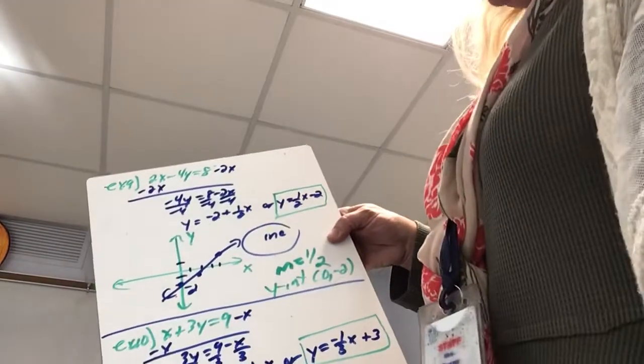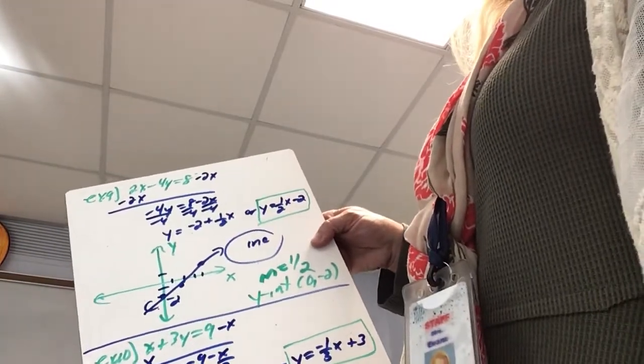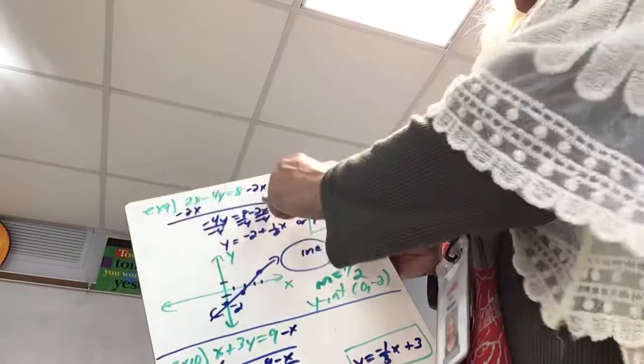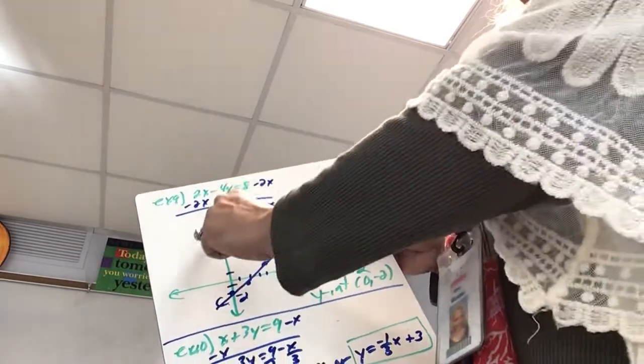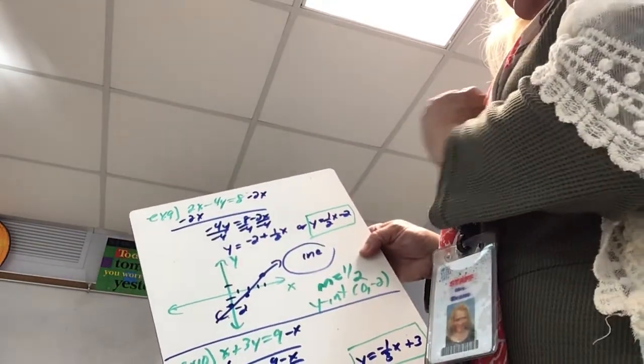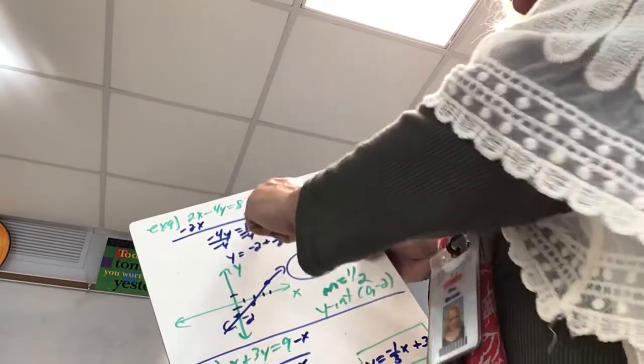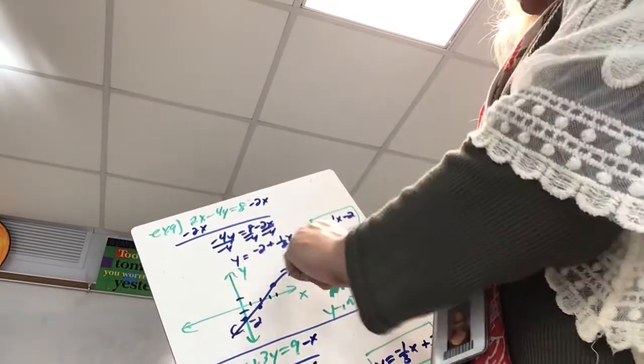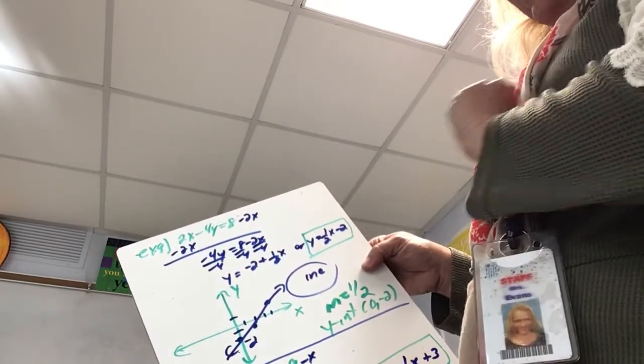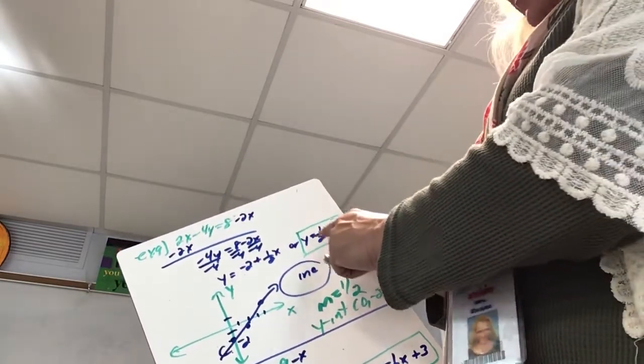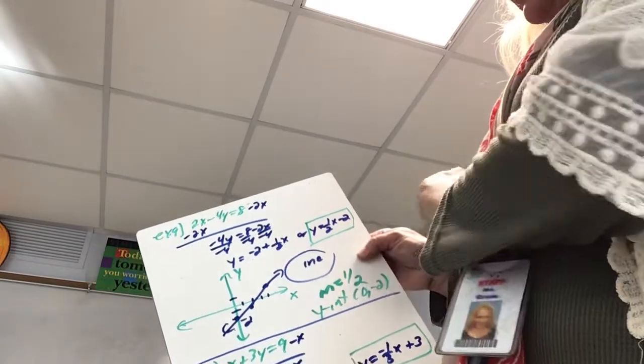Okay, last 2 questions. Example 9. We are not in slope-intercept form, so we have to get y by itself. So we're going to subtract 2x and divide by negative 4. So be careful on your signs. 8 over negative 4 is negative 2. Negative 2x over negative 4 is a positive 1/2x. So slope-intercept form would be y equals 1/2 x minus 2.